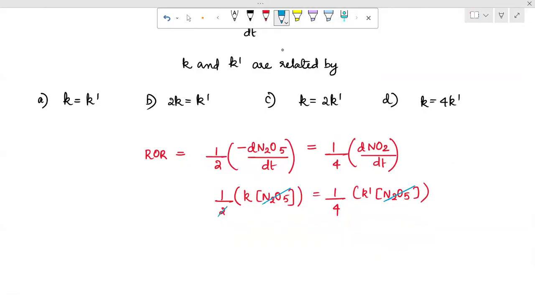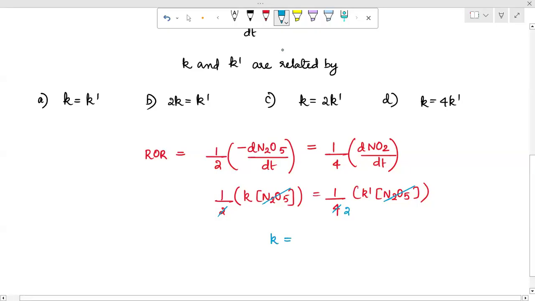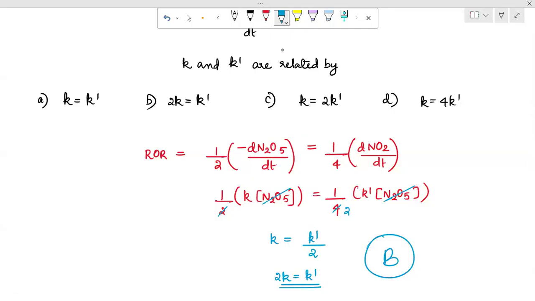And here there is a 2, here there is a 4. I can cancel and write it as 2. If I rearrange this, what do I get? K is equal to K prime by 2, or 2K is equal to K prime. Option B. Option B is the right answer.